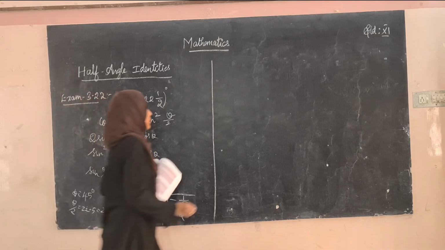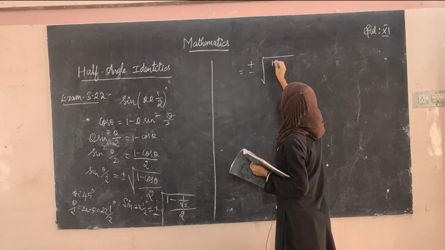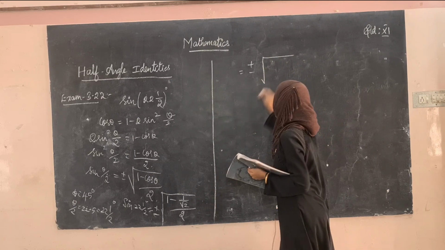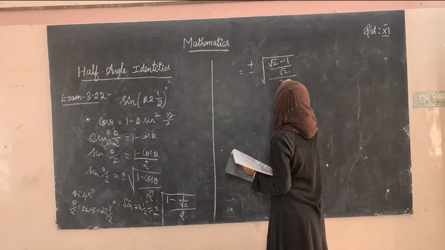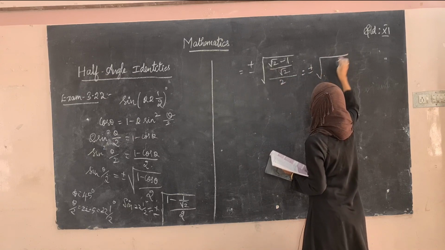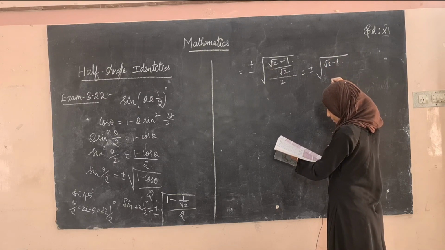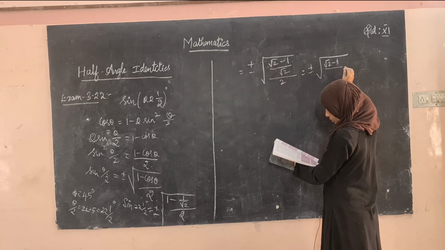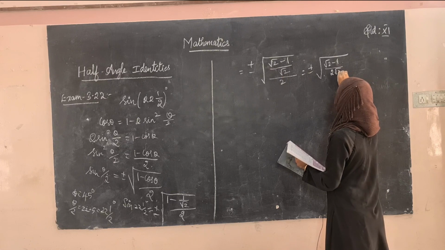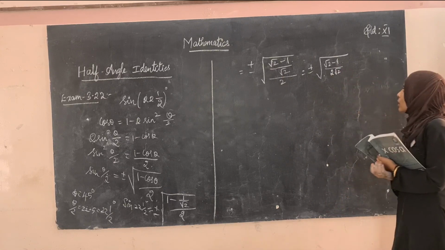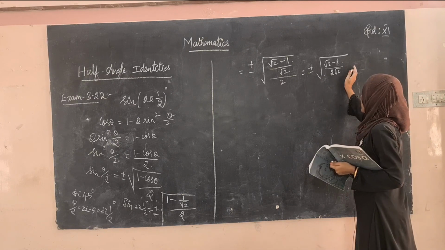Now you have to just solve this. This is equal to plus or minus square root of 1, so taking LCM it is root 2. So root 2 minus 1 divided by root 2, divided by 2, which is equal to plus or minus root 2 minus 1 divided by, into root 2. Yes, you can write like this, or either what you can do is you can take root 2 outside.